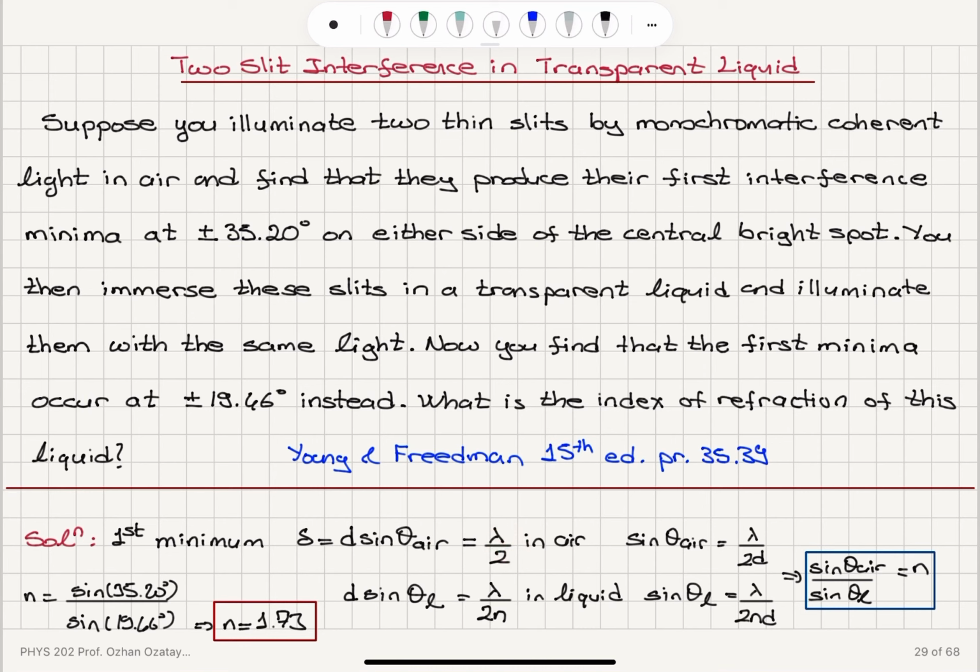When we put the apparatus into the liquid, the wavelength of light decreases from lambda to lambda over n. So d sine theta L becomes lambda over 2n, which is lambda in the liquid divided by 2. So lambda over n is lambda sub n. Lambda over n is the wavelength in the liquid. So if we take the ratio of these sine theta air to sine theta liquid, we find n. So we just take sine of 35.20 divided by sine of 19.46, which gives us, for the index of refraction of the liquid, 1.73.